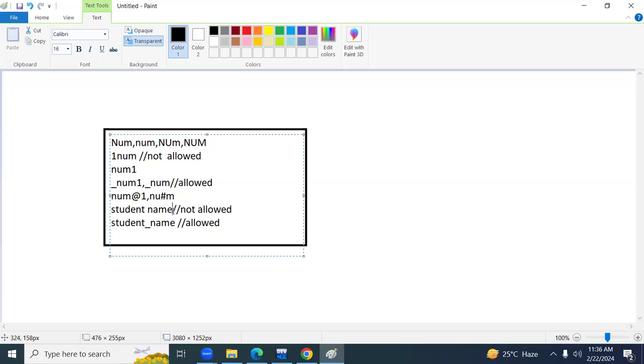One more thing, you cannot write like student comma name. Actually, comma is used as a separator. Please remember, student is treated as a different variable name, and name is treated as a different variable name. So that's why it is not allowed in between the name.